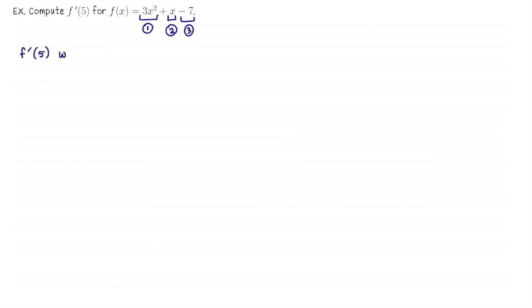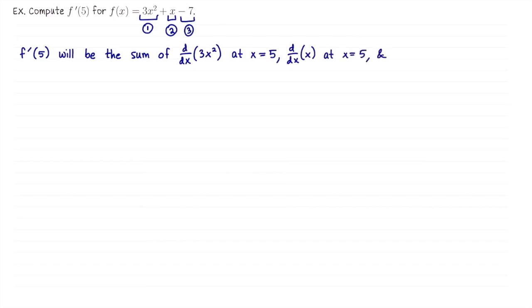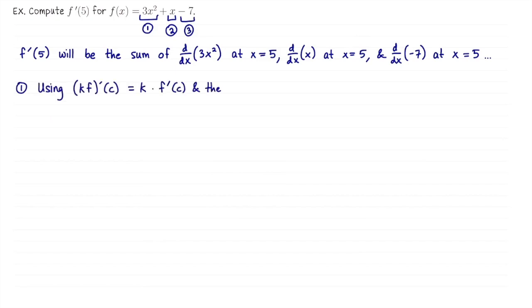Okay, so f prime of 5 is going to be the sum of the derivative of 3x squared at x equals 5, the derivative of y equals x at x equals 5, and the derivative of y equals negative 7 at x equals 5. 3x squared is 3 times x squared. So using the fact that scalars pull out, together with the power rule, we can say that the derivative of 3x squared at x equals 5 is 3 times 2 times 5 to the 2 minus 1. Or in other words, 3 times 10 is 30.